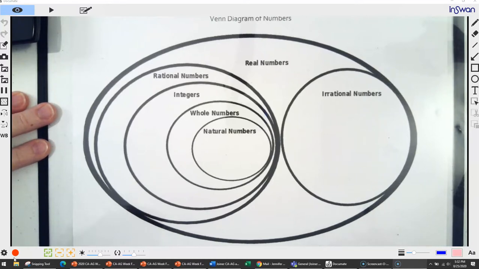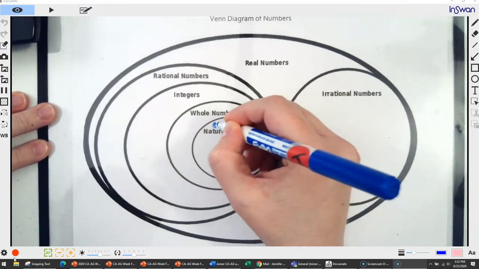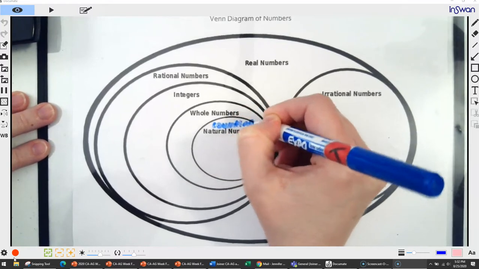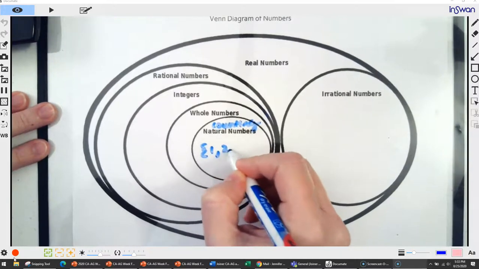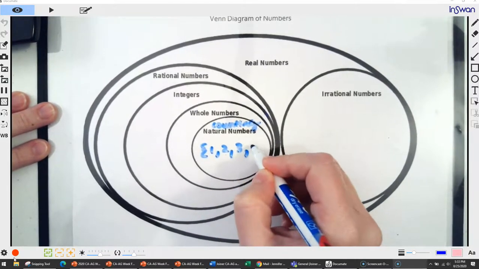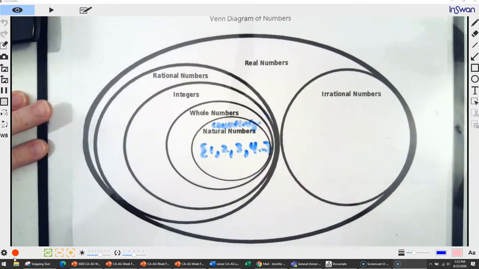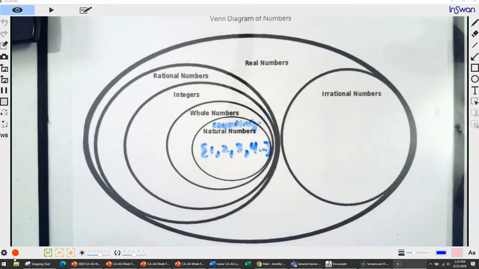All right, let's take a look at natural numbers. So natural numbers are also known as counting numbers. Sorry, my pen's a little fat here. And those would include 1, 2, 3, 4, etc. There we go.